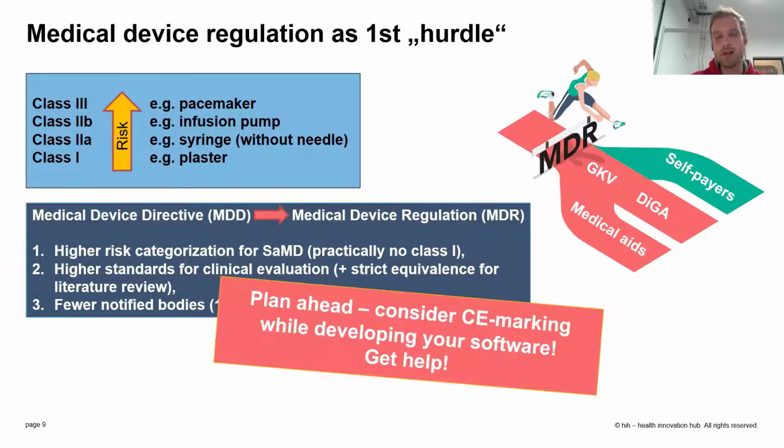So all in all, this is just a quick detour. As I said, I don't want to go into too much detail here, but you should always consider this CE marking as the first hurdle, and you should consider it early on. Plan ahead when you start developing your device or your software. Think CE marking already. And in the case that you have to achieve the CE marking, then you should probably get some help from professionals. There are quite some consultants out there that can help you with that.